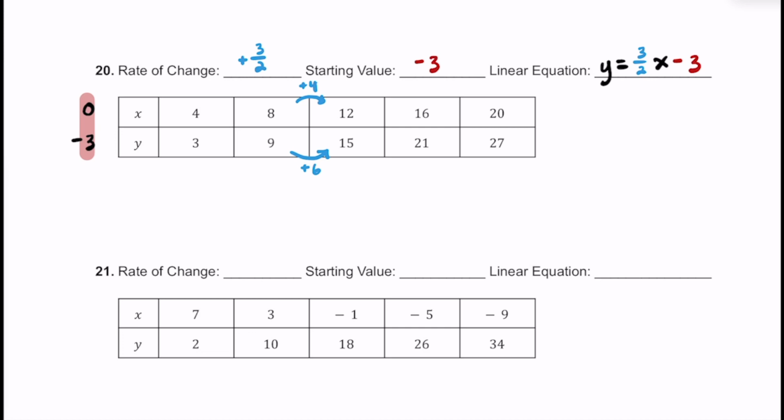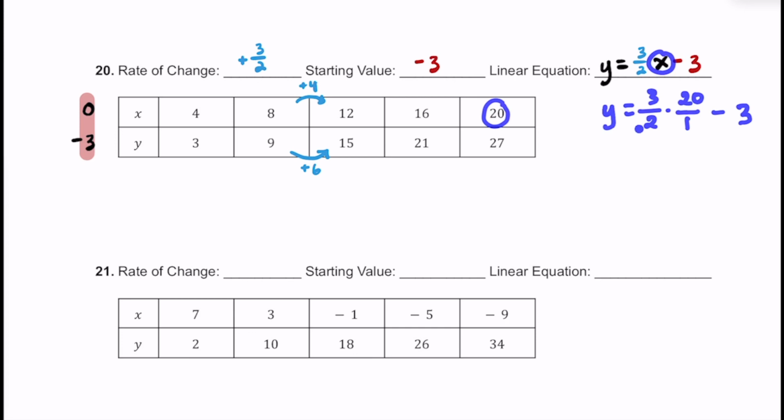So let's just say x is 20, right? If you wanna check to make sure you got it right, take this 20 and substitute it in here. That would say that y is equal to 3/2 multiplied by 20, which is 20/1. And if we take away 3, we're gonna hopefully get 27.